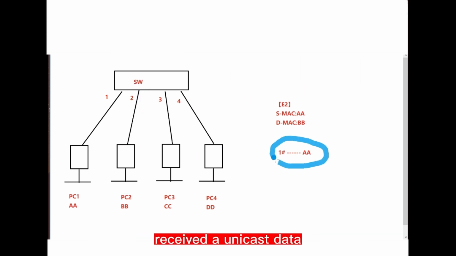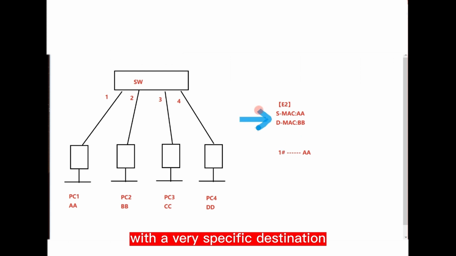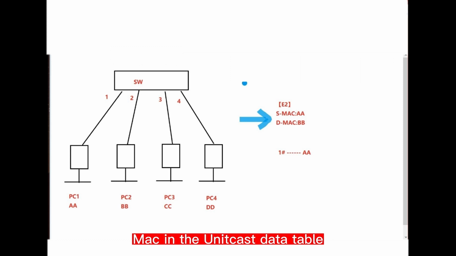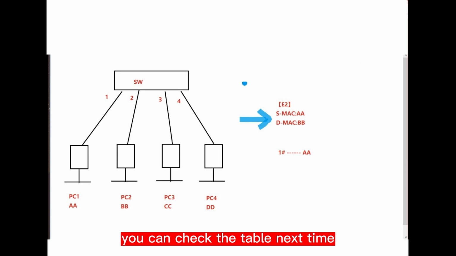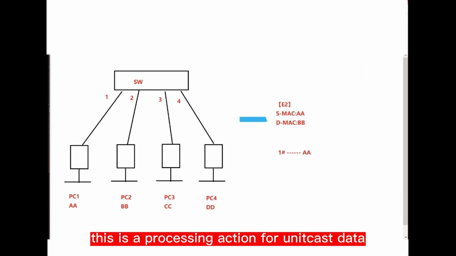It received a unicast data with a very specific destination. See if there is such a destination MAC in the MAC address table. Check the table; if you have it, forward it. Flooding if not. After flooding, the device has finished learning, and you can check the table next time. This is the processing action for unicast data.